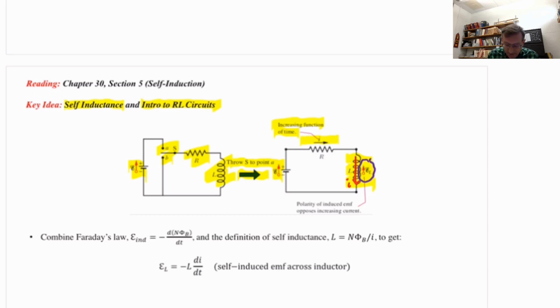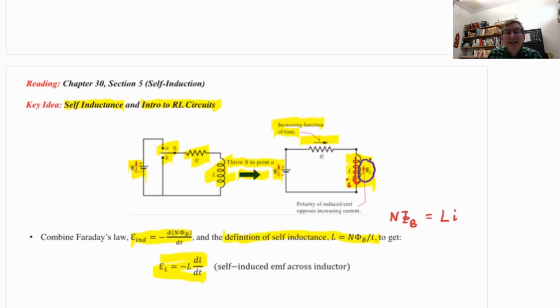So now we're going to combine Faraday's law, curly E induced is negative d by dt of N times phi B, the total magnetic flux, along with the definition of self-inductance. That's what the L is called, self-inductance. L equals N phi sub B over I. So that just means that N times phi sub B is equal to L times I, and L is a constant, so I can bring that out front of the time derivative, and I get an alternative way to express the induced EMF across an inductor.